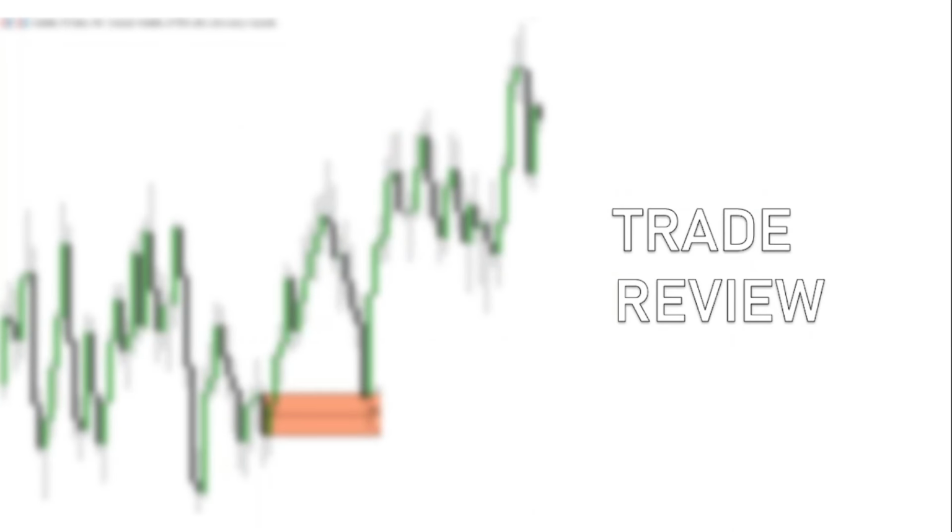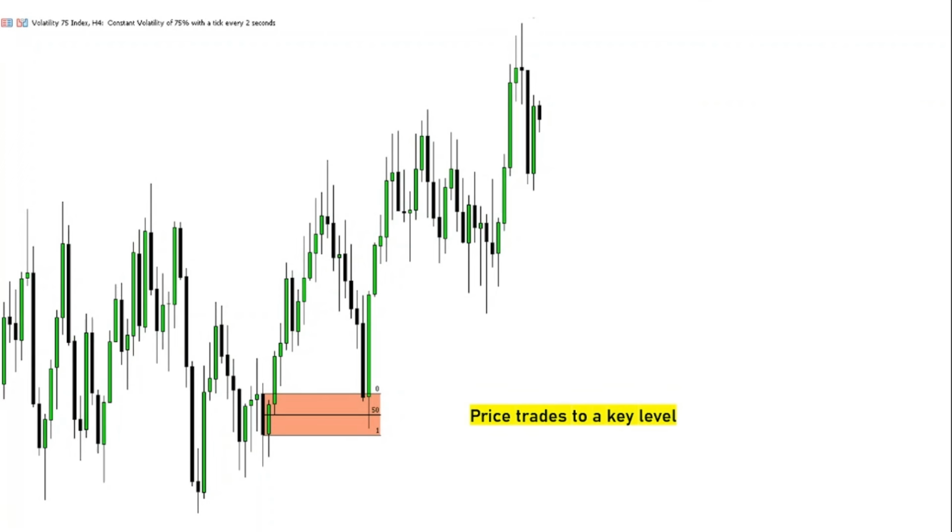So right now we're going to do some review of some trades that I took, and you're going to see how this concept can be applied all the way to execution, right? The first trade we're going to look at is this point in time, where price retraced down to an H4 order block and expanded from that. So we're going to look at that trade as well.